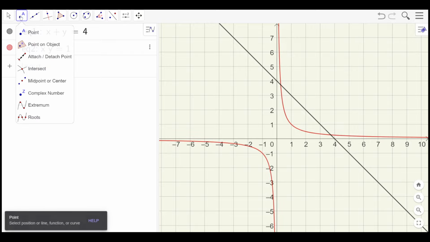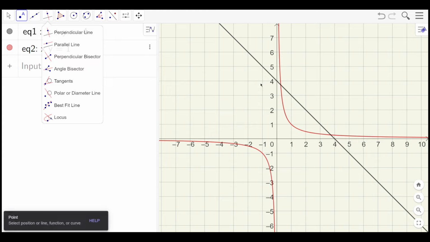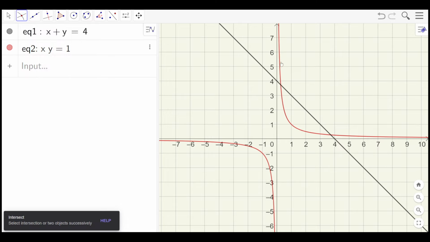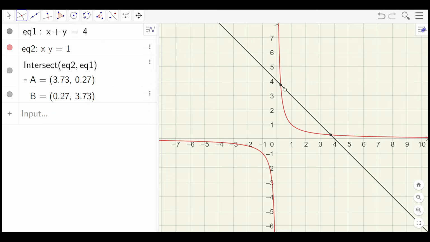But then I go to here. So you see here, if I want you to find the intersection points, because these intersection points are not grid points, it is not easy for us to understand what is the exact value or approximate value for these intersection points. So I have to go to this point and then choose intersect, and then come here and click on this curve and click on this line. And then GeoGebra will provide me with 2 intersection points. Yes? But of course, this is approximate.